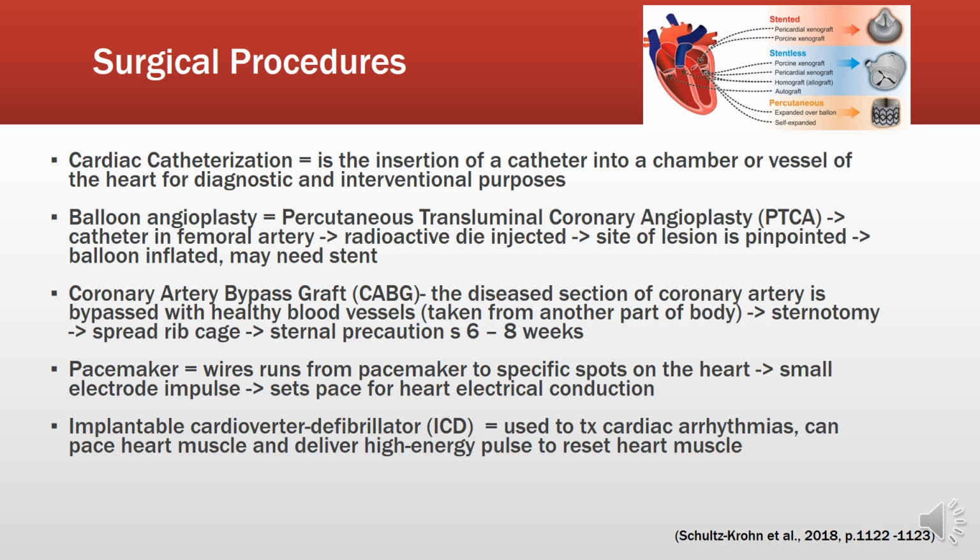We can have a balloon angioplasty. So if those arteries are clogged, this is also referred to as a percutaneous transluminal coronary angioplasty. And this catheter is going to go through the femoral artery, and then it's going to have dye that's injected into it so that the doctors are able to pinpoint the exact site of the lesion. Once they get to that location, they're going to then inflate a balloon, and with that inflation, the goal is to allow for the flow of blood to increase.